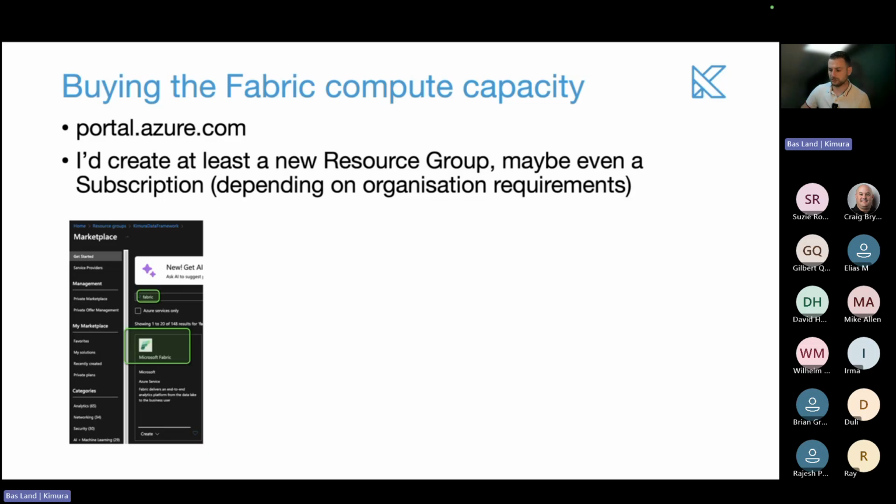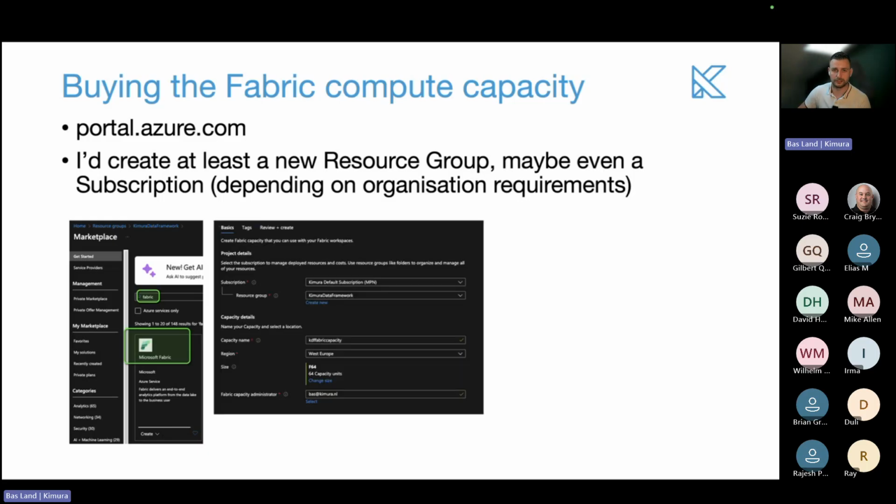From there, you would then go to a new resource. You will type in Fabric and you will pick Microsoft Fabric from the list that you get, and there you can configure it. You can put that Fabric capacity in a resource group, as you can see here. You have to give it a name and you have to put in a region. Now you see West Europe being selected here because I'm very close to the West Europe data center.